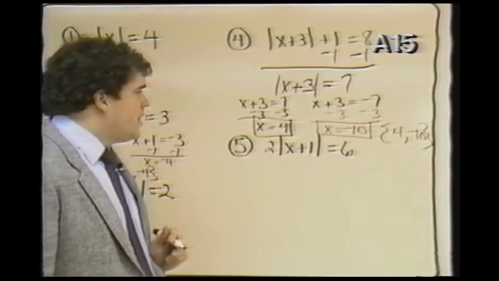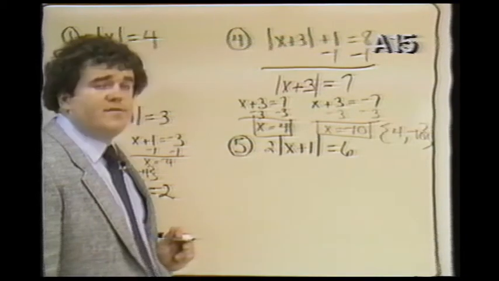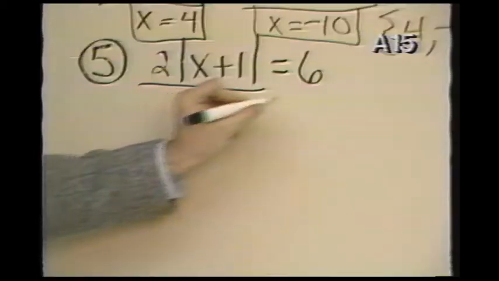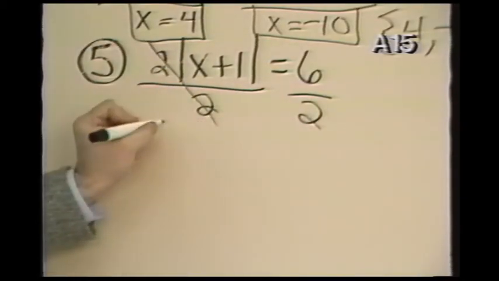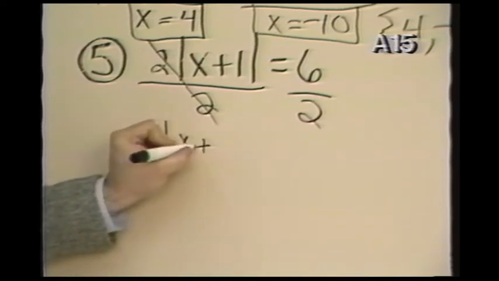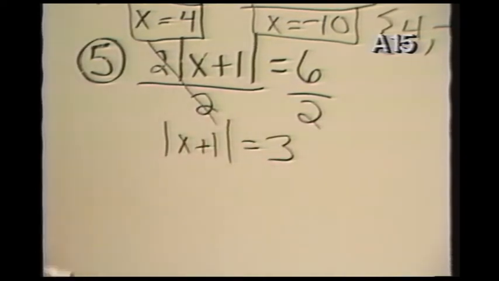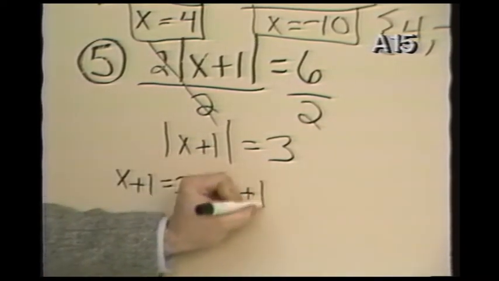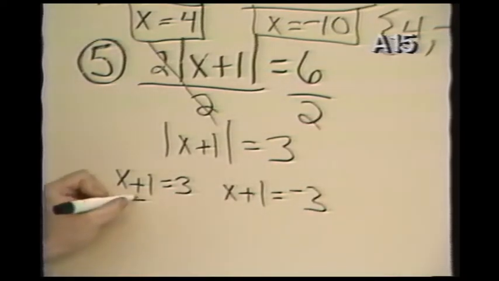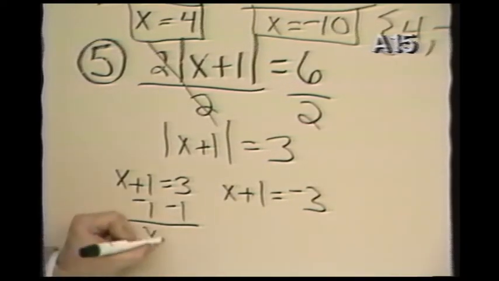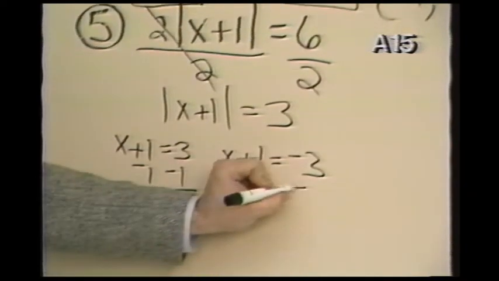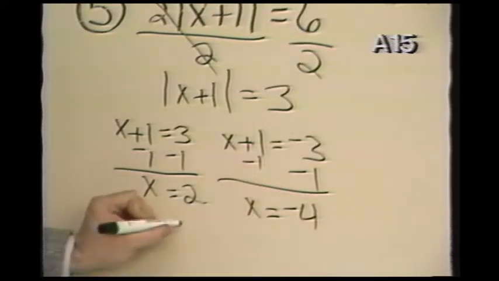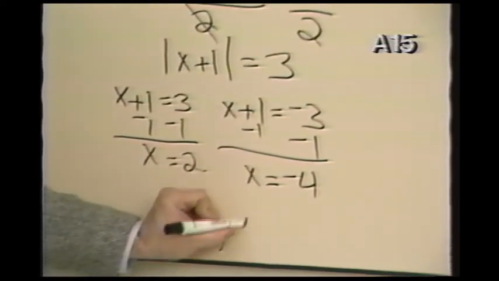Our fifth problem. 2 times the absolute value of x plus 1 equals 6. Divide by 2, and we get the absolute value of x plus 1 equal to 3. And that's the same as x plus 1 equaling 3 and x plus 1 equaling negative 3. Subtracting 1, we get x equals 2. And subtracting 1, we'll get x equal negative 4. The solution set will be 2 and negative 4.